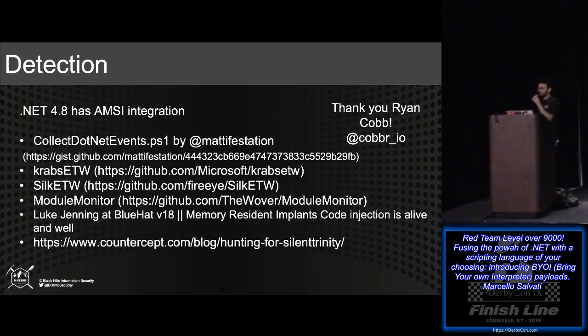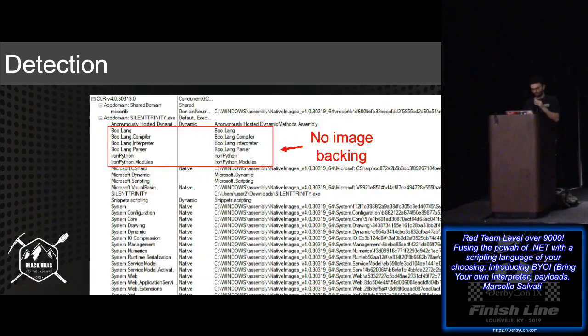Silk ETW, although, is awesome. Check out that project. It's pretty cool. It's an open source project, so if you're trying to detect this at scale, it might not be as effective as you want, but it's something you can definitely put on targeted endpoints, like high value endpoints, if this is really a concern. There's also a couple of blogs out by Countercept, which I think is an MWR company, which go over hunting for Silent Trinity, all that stuff. And Luke Jennings did an awesome talk at Blue Hat about this. And thanks to Ryan Cobb at SpectreOps for putting a lot of these together, and I just added a couple on to that.